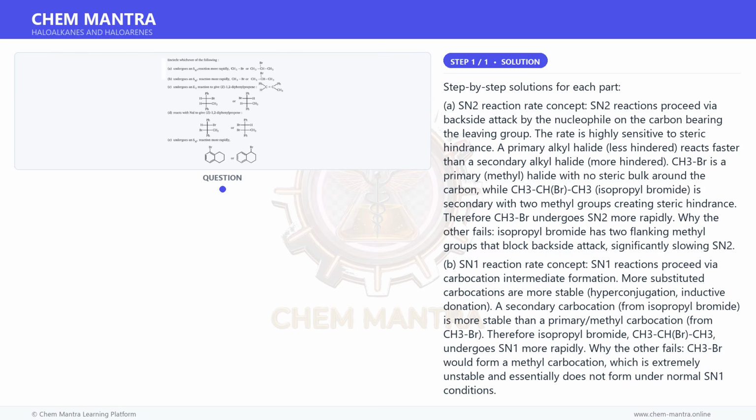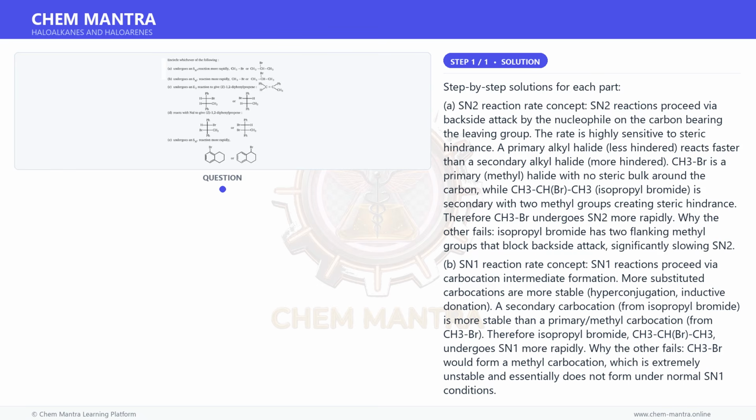B. SN1 reaction rate concept. SN1 reactions proceed via carbocation intermediate formation. More substituted carbocations are more stable, due to hyperconjugation and inductive donation. A secondary carbocation from isopropyl bromide is more stable than a primary methyl carbocation from CH3Br. Therefore, isopropyl bromide, CH3CH(Br)CH3, undergoes SN1 more rapidly.